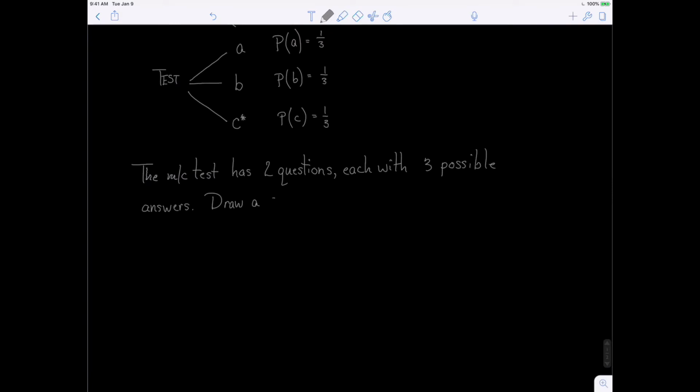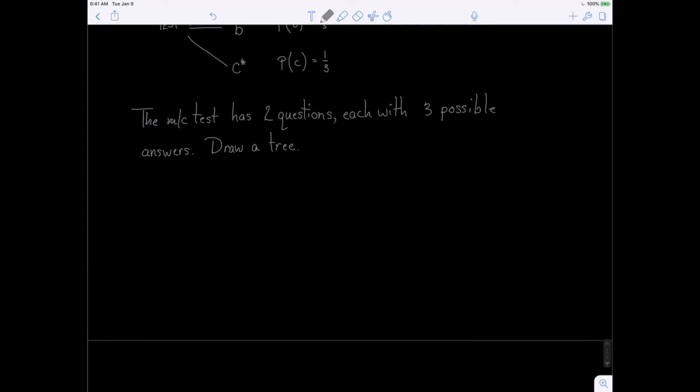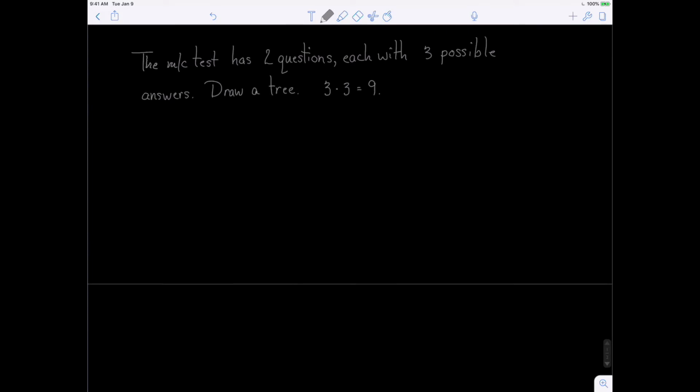Draw a tree. Now, think about when we began counting in our last lesson: on the first question, if I asked how many different answers there are on the test, you'd say, well, for the first question, there's three possible answers. And then on the next question, again, there's 3 possible answers. So if our counting is correct, I'm expecting there's probably 9 different branches to this tree. Well, let's draw the tree and find out.